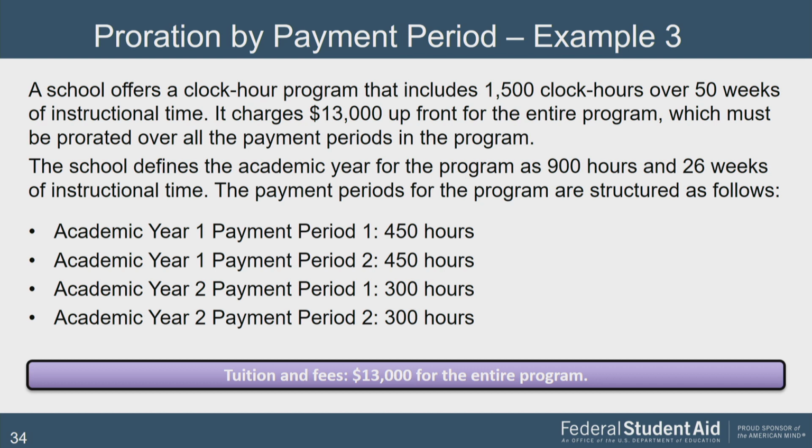The payment periods for the program are structured as follows. Let's take a look at those. Academic year 1, we're required to divide that into 2 equal payment periods, 450 and 450. And we have a remaining 600 hours left in academic year 2, and we have 2 subsequent payment periods of 300 hours each.